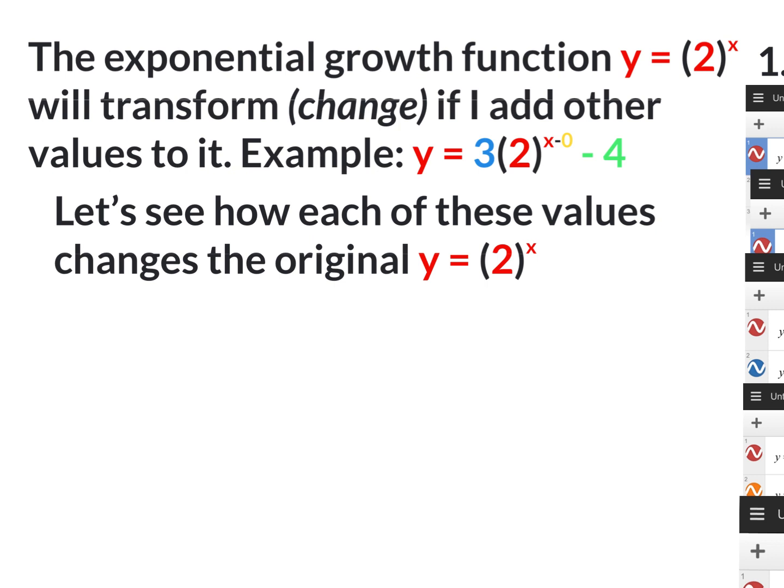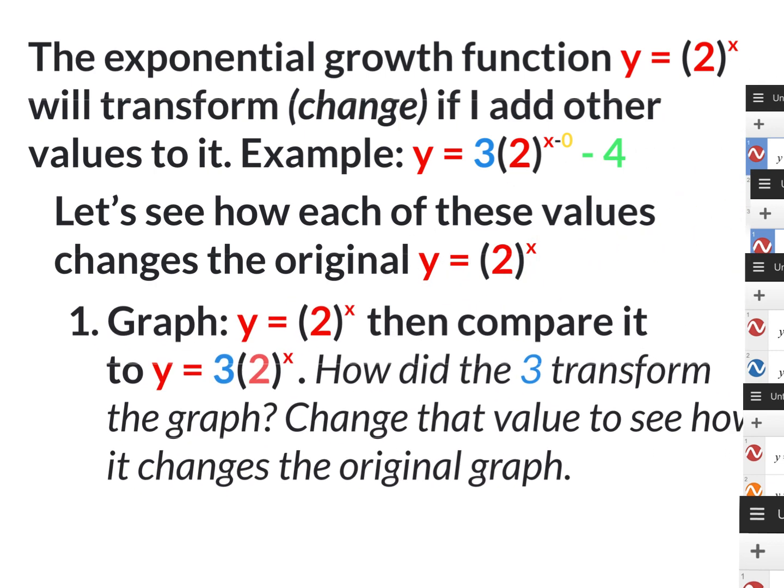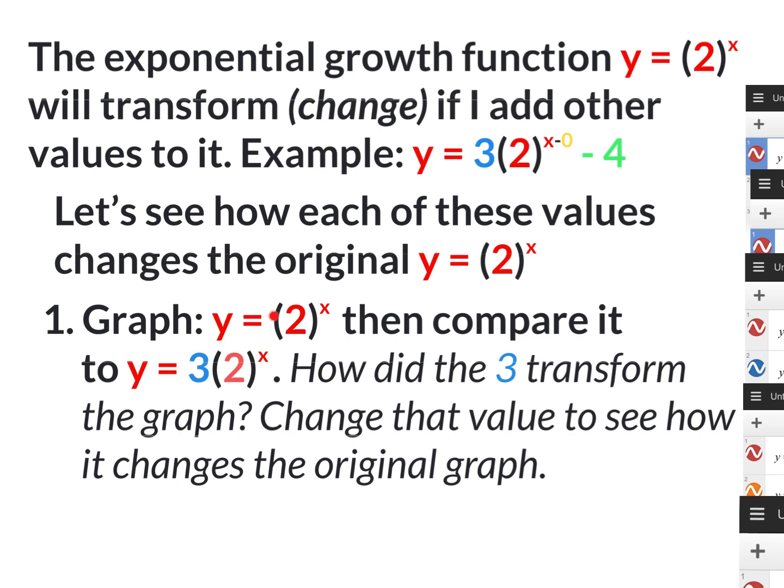Okay? So let's begin. Let's see how each of these values changes the original y equals 2 to the x. So what I would like you to do right now is graph y equals 2 to the x on Desmos, which you already did. You probably still have it on your screen. And I want you to compare it to y equals 3 times 2 to the x. Put a 3 in front of it and see how it changes. And the question is, how did the 3 transform the graph? How did it change from this original graph to this new one with the 3?